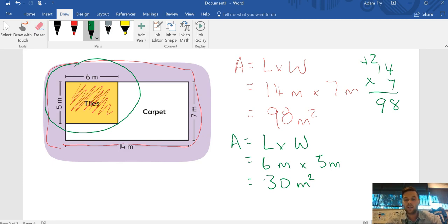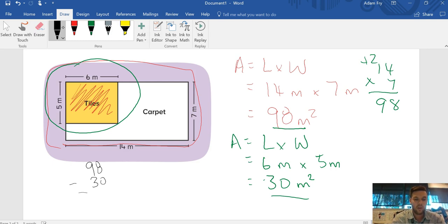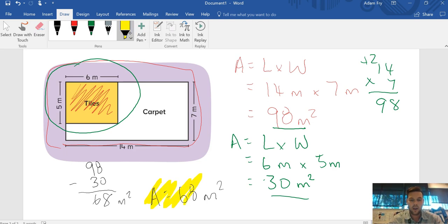Now, because we're looking at the difference, tiles take up a section, we've got two numbers here, 98 and 30. So with those two numbers, we need to take them away. 8 take 0 is 8, and 9 take 3 is 6. So we have 68 meters squared of carpet. That is our answer for this type of problem.